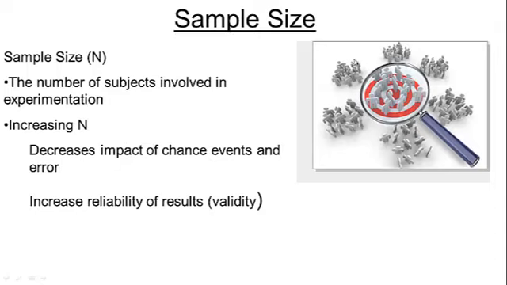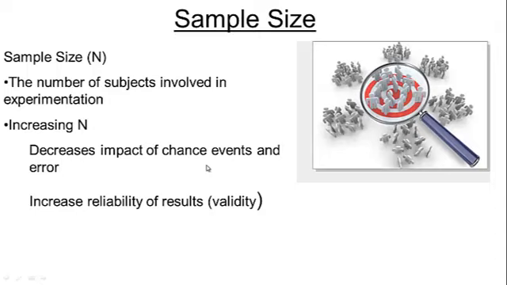Let's say we're testing the effect of some sort of new medicine on a population in terms of preventing high cholesterol. If you have very few test subjects involved in your experiment, there is a chance that there is going to be error involved, or that there will be chance events. Maybe somebody is going to get sick that's not related to their cholesterol. By increasing the sample size, you decrease the impact of chance events and error.